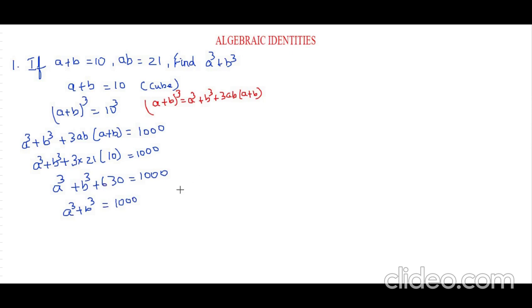So a cube plus b cube equals, this 1000 would remain the same, and since 630 from the left hand side is coming to the right hand side, the plus would become minus 630. So a cube plus b cube equals 1000 minus 630, which is 370. So this is what our question is: find a cube plus b cube. So we have found a cube plus b cube. Isn't it easy? We just need to apply the identity.